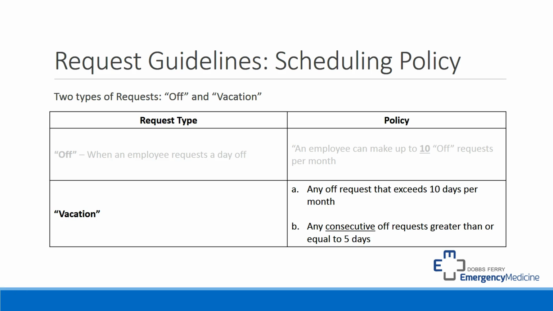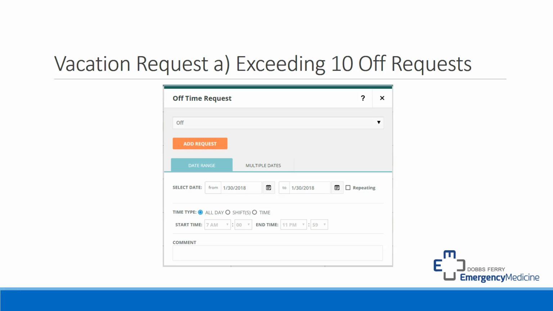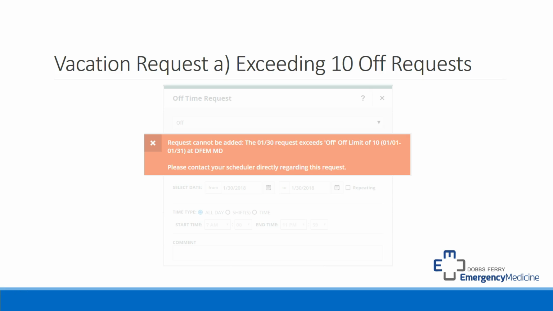So let's talk through examples of each vacation request. First, we'll discuss any off request that exceeds 10 days per month. So let's say you have made your 10 off requests already, as shown on this slide. If you were to enter an 11th request for, let's say, January 30th, you are going to get a hard stop that looks like this. Your request cannot be added because you have exceeded the 10-day off limit.